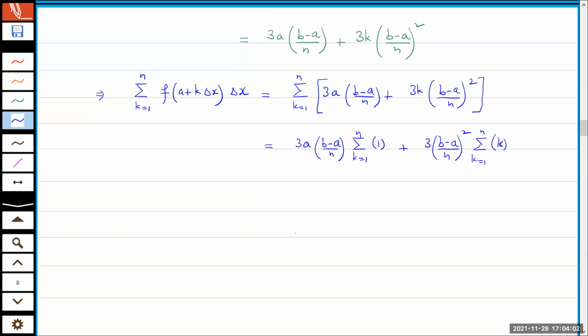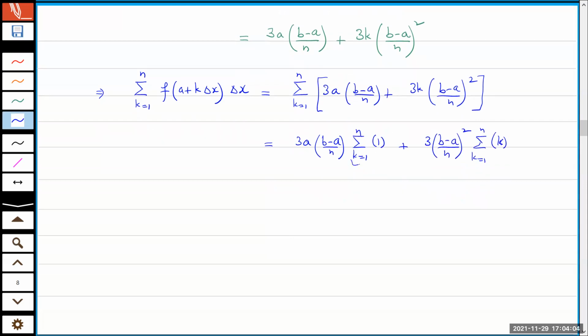Now I apply the formulas. Remember, this is the summation of 1 from 1 to n. This would be equal to n, this whole summation. And I have the formula for this second summation over here. This equals 3a times b minus a all divided by n, times n, plus 3 times b minus a over n squared. And this summation equals n times n plus 1 divided by 2.